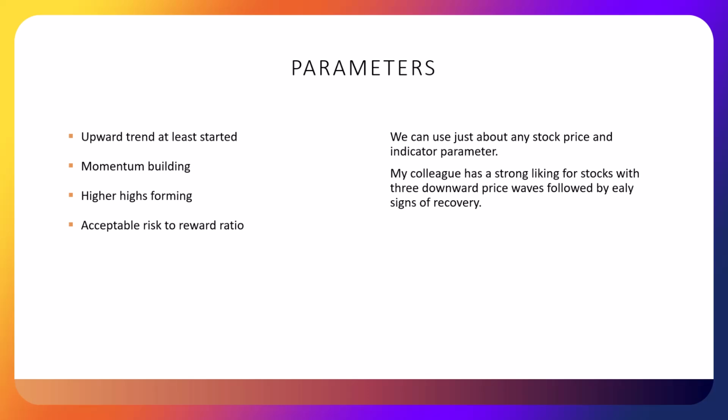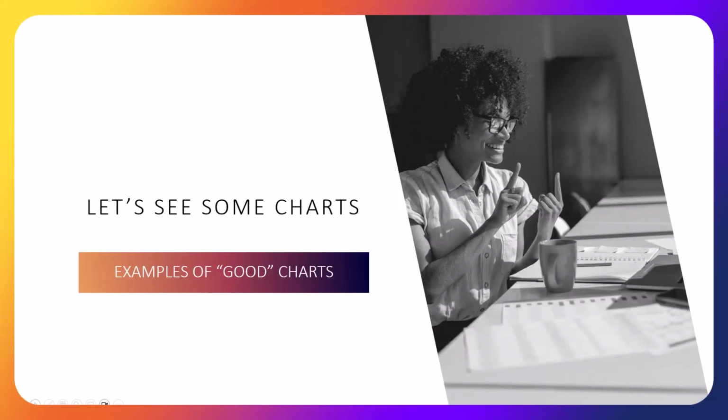There are more parameters in this, but these summarize what I'm looking for. So for example, on momentum building, I look at two or three ways of measuring that, one being the MACD. But we're not just stuck with these parameters, we can use any. My colleague, Owen O'Malley, has a strong liking for stocks with three downward price waves followed by an early sign of recovery. So that's what we're looking for. Let's have a look at some charts and see what we can find.